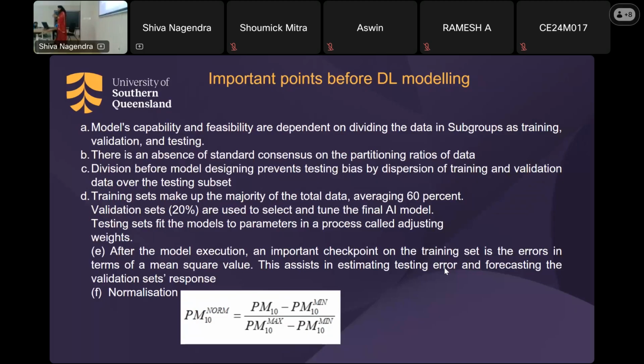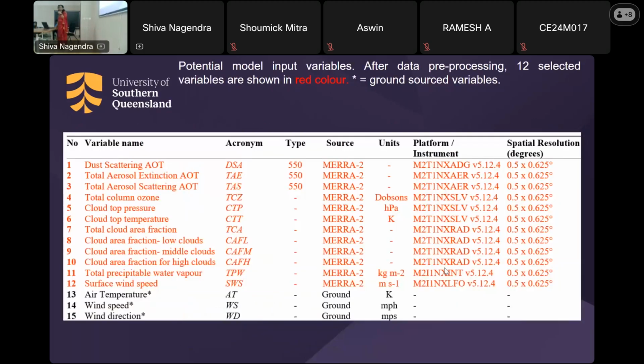After the model execution, whichever model you wish, like a numerical model, statistical model, or AI model, the important checkpoint is on the training set. We do a lot of statistical tests, which I just glanced through. We check what kind of errors we are getting. If one particular site is giving us a lot of errors, that means the site is prone to errors. It's not good data, or the site needs to be changed.